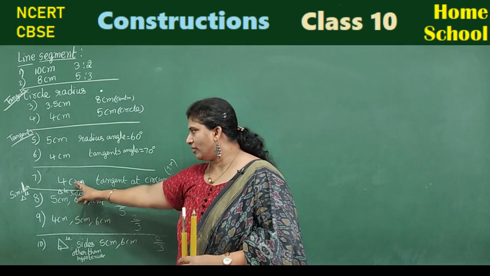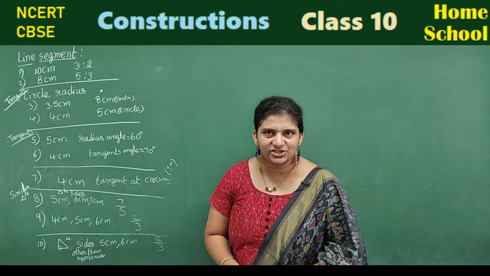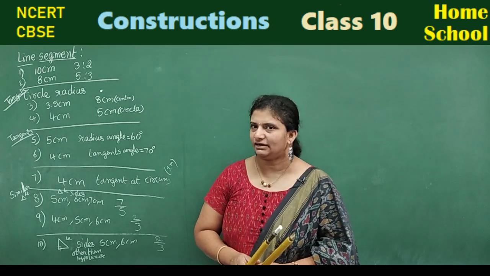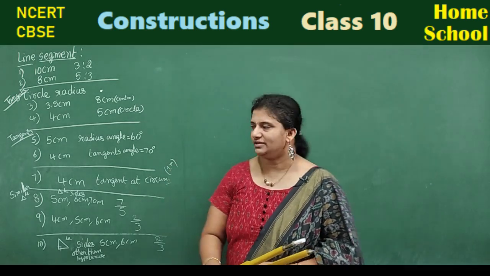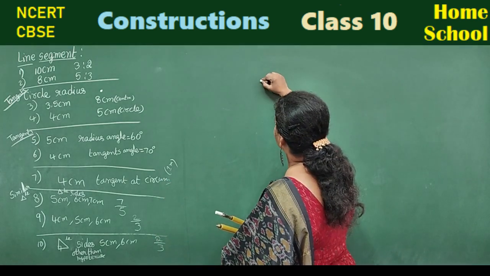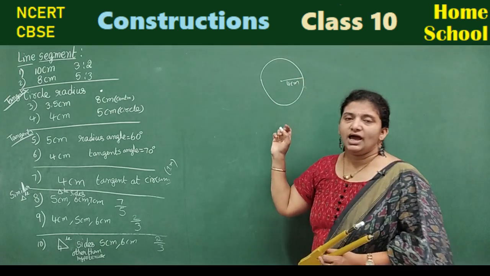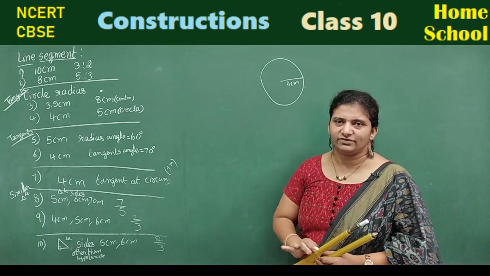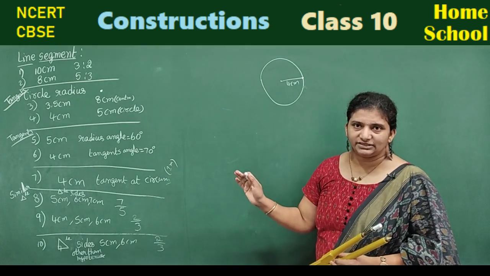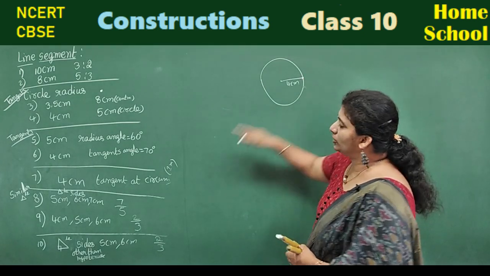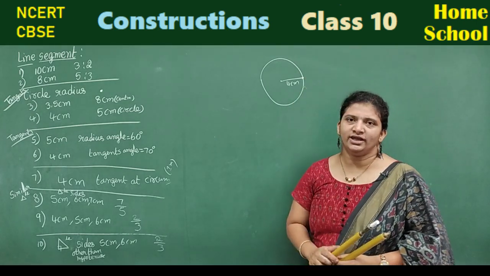So look here, 7th problem. Draw a circle of radius 4 centimeters and draw a tangent at a point on the circumference of the circle. At any one point of the circumference of a circle, draw the tangent. So let's understand this problem. Let's draw a circle of 4 centimeters radius. At any one point on the circumference, any one point. So let me take this point. With this point, I am going to draw a tangent.